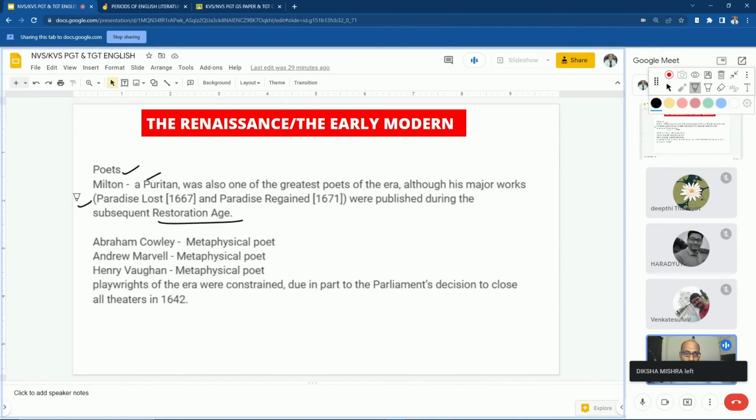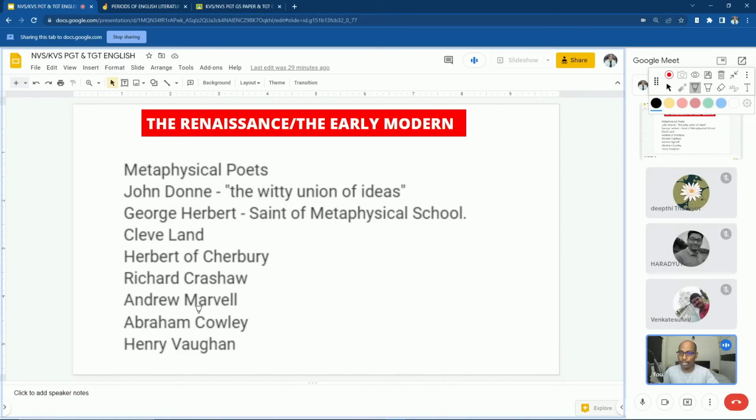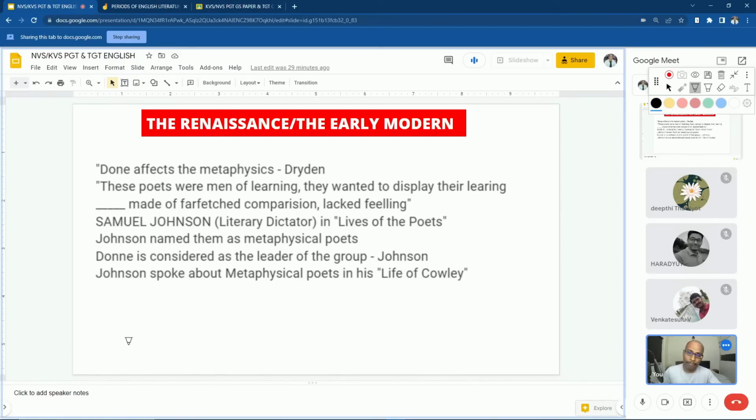And then the important poets in this Commonwealth period were Abraham Cowley, who is a metaphysical poet, and Andrew Marvell, who is also a metaphysical poet. Henry Vaughan was also a metaphysical poet. Playwrights of the era were constrained due to the Parliament's decision to close all theatres in 1642. And some metaphysical poets were John Donne, George Herbert, Cleveland, Herbert of Cherbury, Richard Crashaw, Andrew Marvell, Abraham Cowley, and Henry Vaughan. And we have some stock sentences from the examination point of view.